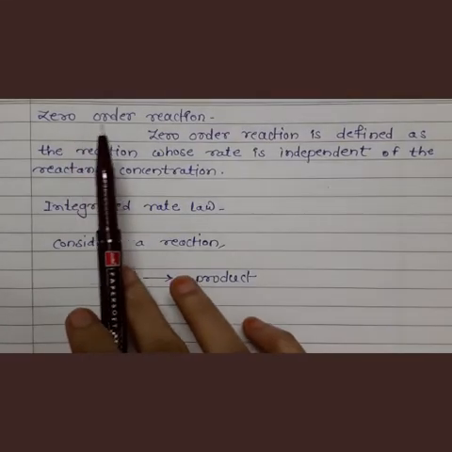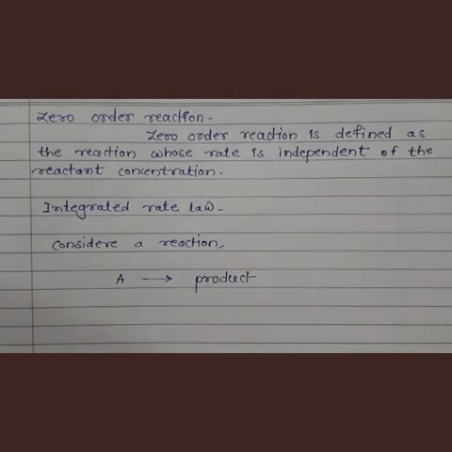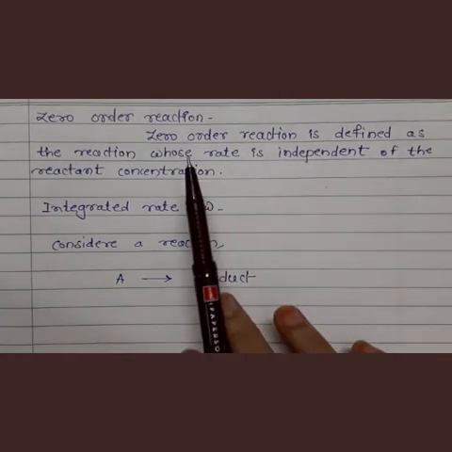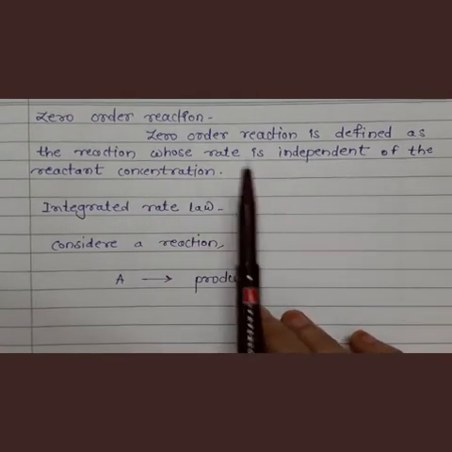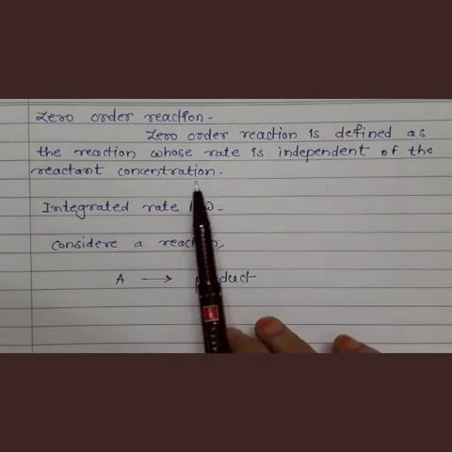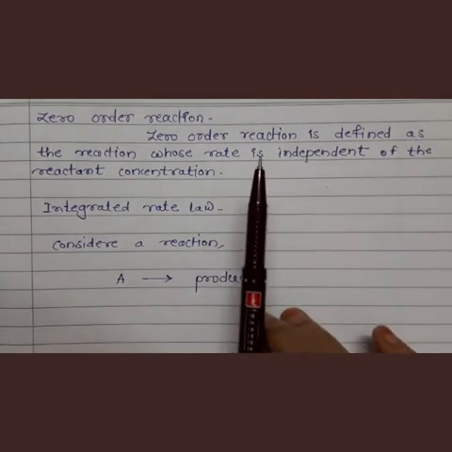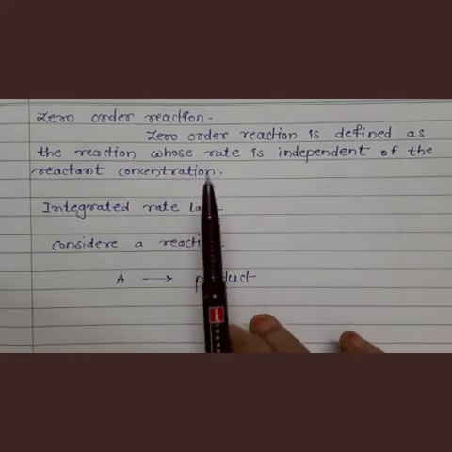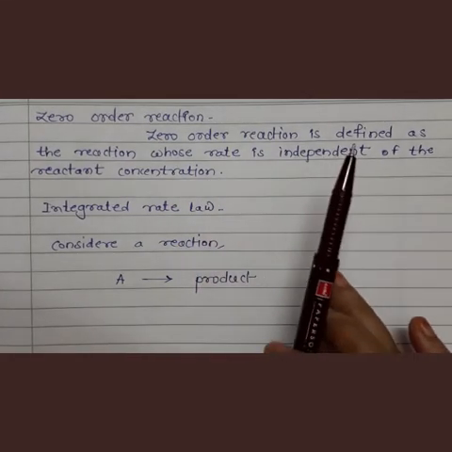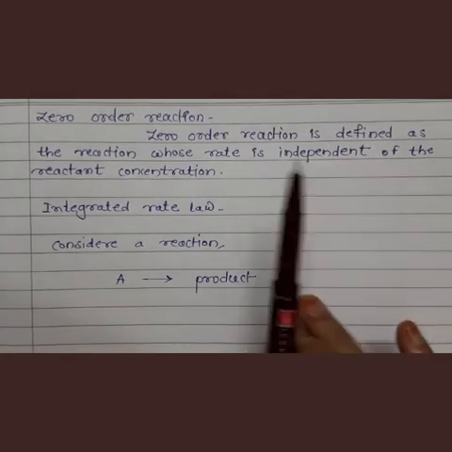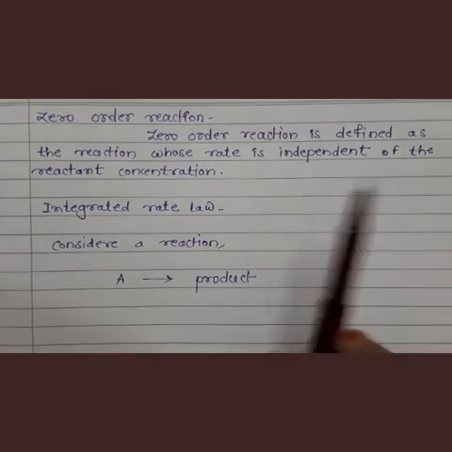Let us start zero order reaction. So, zero order reaction means what? The zero order reaction is defined as the reaction whose rate is independent of the reactant concentration. Understand? Rate of this reaction does not depend upon the concentration of reactant. And the concentration of reactant remains constant throughout the course of reaction. It doesn't change. So that is called a zero order reaction.